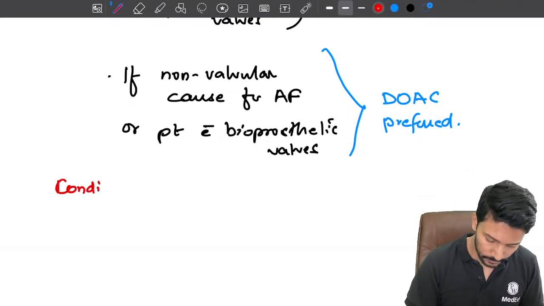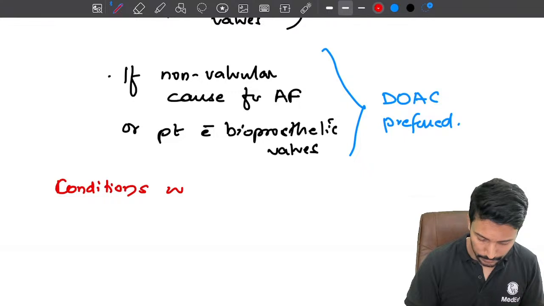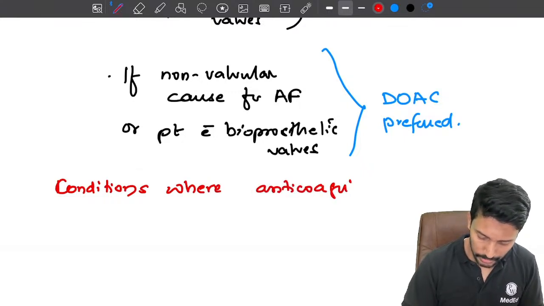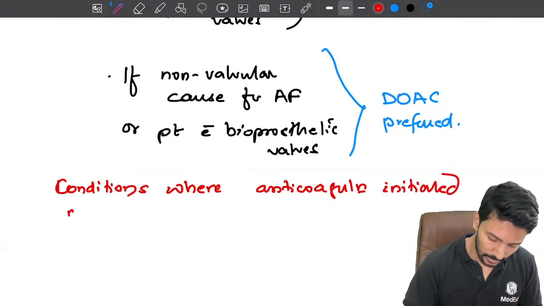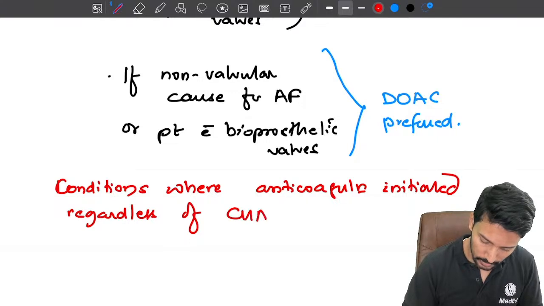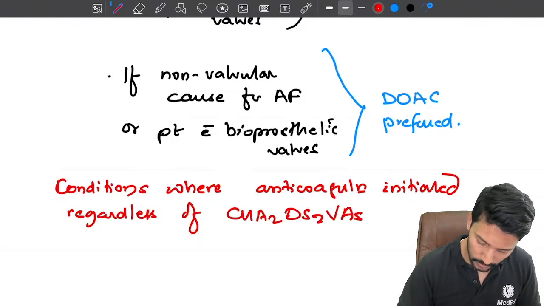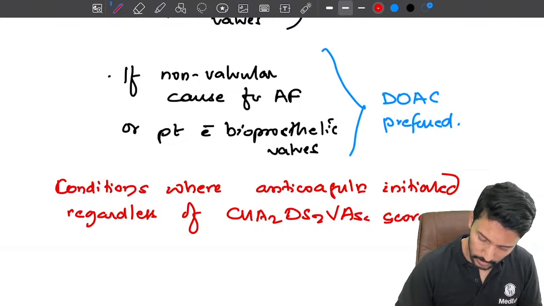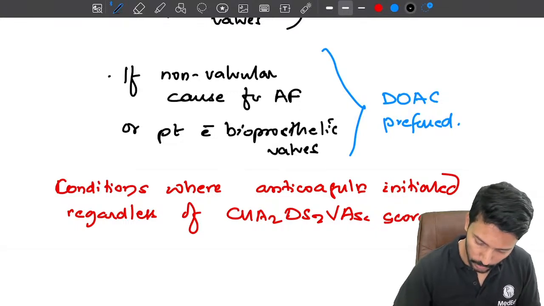Now last one point, right? Conditions where anticoagulation is initiated regardless of CHA2DS2-VASc score. This is again a potentially important MCQ point for this year.